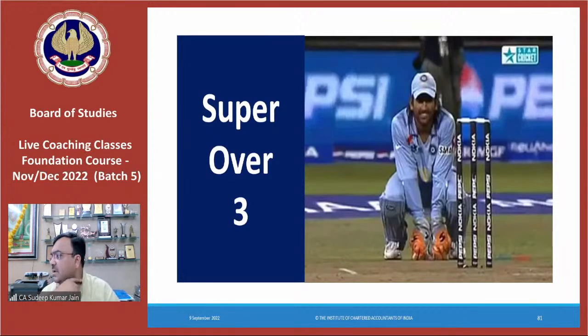Sir, what is the reason behind LLP having no limit? I think this is the additional benefit to LLP. Actually, we have to merge the benefits of a company also in LLP. So I think lawmakers have decided to ignore the maximum limit.